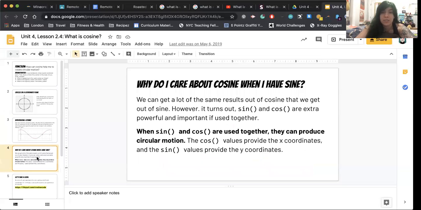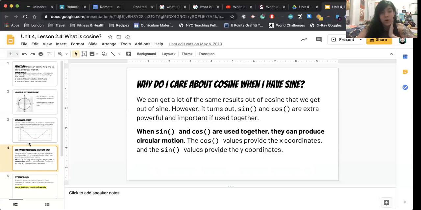And this is why we start to care about cosine when we have sine. When we use those two things together, we can get them to produce a circular motion. So we can use the cosine values to, for example, provide the x coordinates and the sine value to provide the y coordinates.